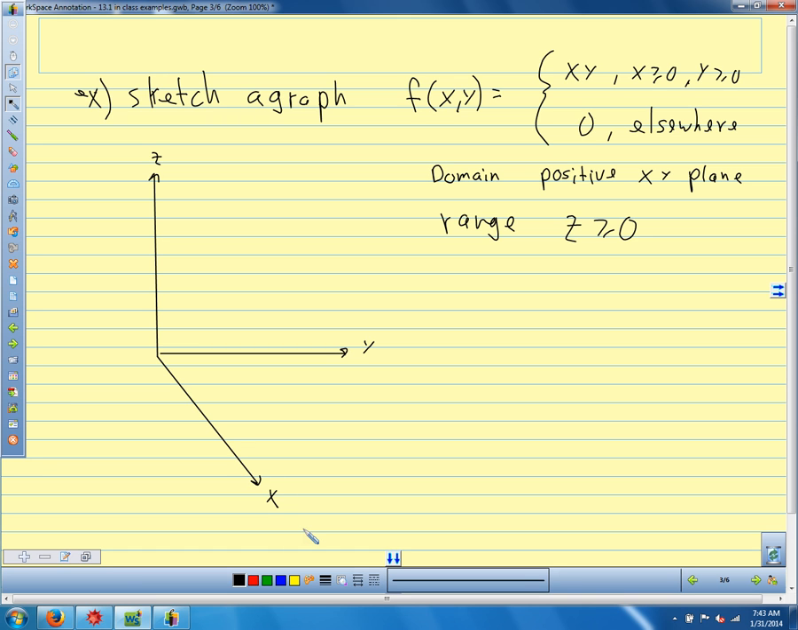All right. So to visualize this function, we're going to pick a z value. We're going to pick z equals 25 and cut off our inputs so that we only get z equals 25. So I'm going to go out here to x equals 5, and I'm going to go over here to y equals 5.